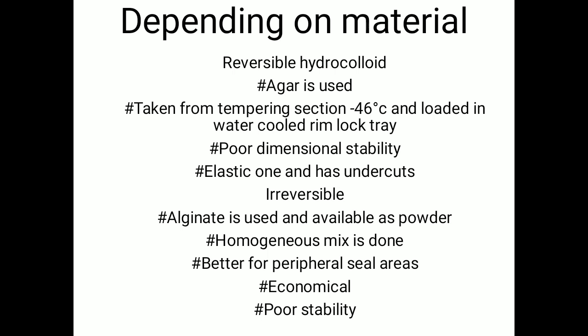Next one is irreversible hydrocolloid. Here alginate can be used. Alginate is mixed with the water in the form of a homogeneous mix. They are mainly better for peripheral seal areas. The advantage is it is economical and the disadvantage is poor stability.